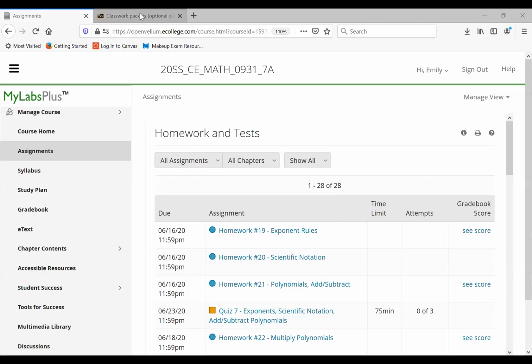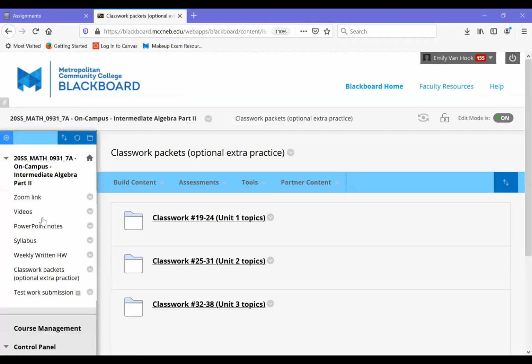Another place you can go to review is in Blackboard. One of the resources I have for you is this set of classwork packets that you would normally be getting handed to you during class. I believe I've shown you this before, but just a reminder, there's a packet that corresponds to each lesson. So here's all the Unit 1 topics, classwork 19 to 24. So I can click here.